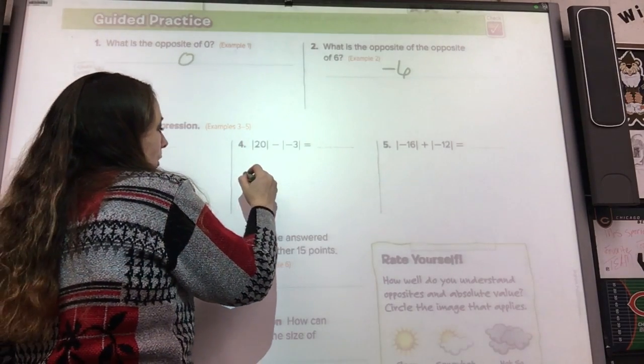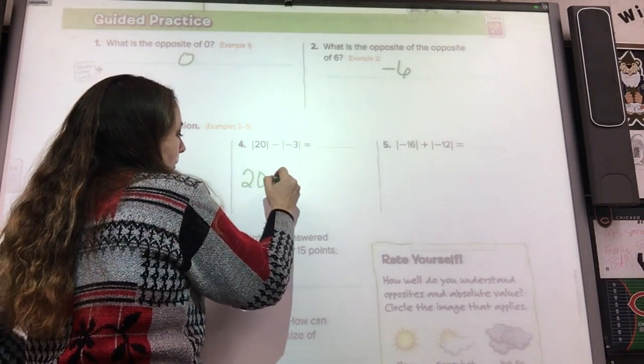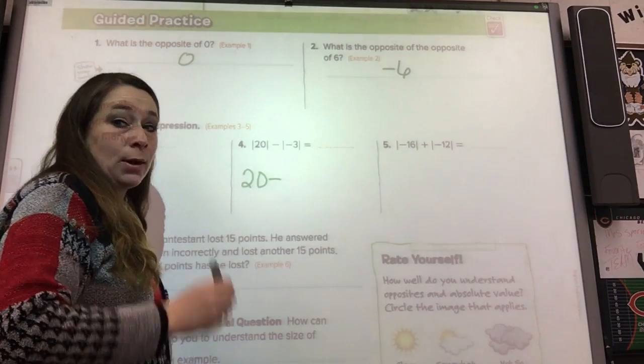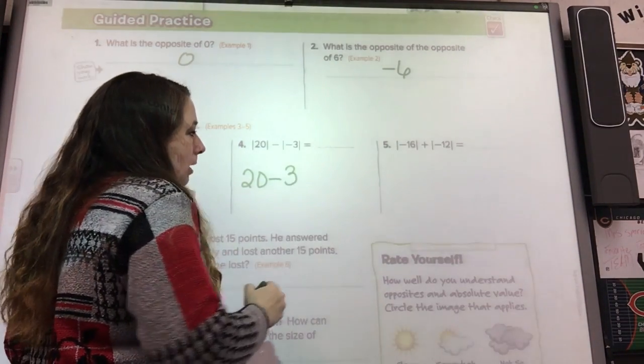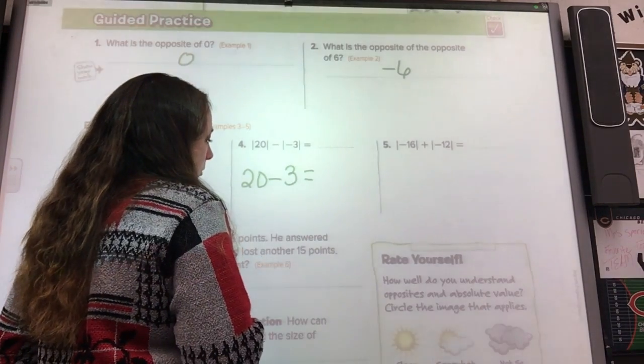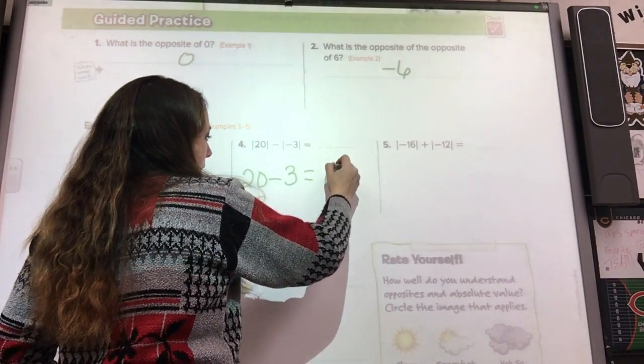We got absolute value of 20 minus the absolute value of negative 3. Absolute value of 20 is going to be 20, right? Absolute value of negative 3, even if I went to the left, I'm still coming the same distance back. 3. So 20 minus 3. You got it. 17.